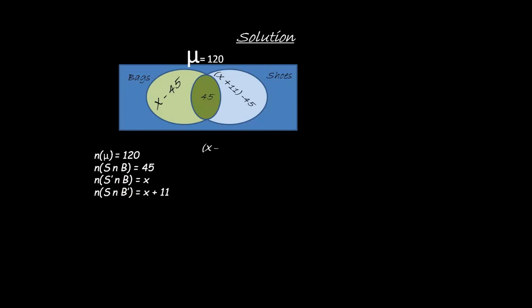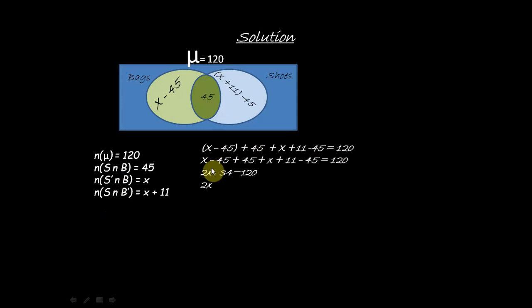Thank you. So let's proceed to our equation, extracting everything we have from our diagram. We'll add up this and this, and equate it to the universal set, which is 120. And that is what we have here. Then we remove our brackets and we have x minus 45 plus 45 plus x plus 11 minus 45, and we have 2x minus 34. We got our 34 from this 11 minus 45, and we got 2x from adding up this x variable with this x variable. Hence, we call them like terms.